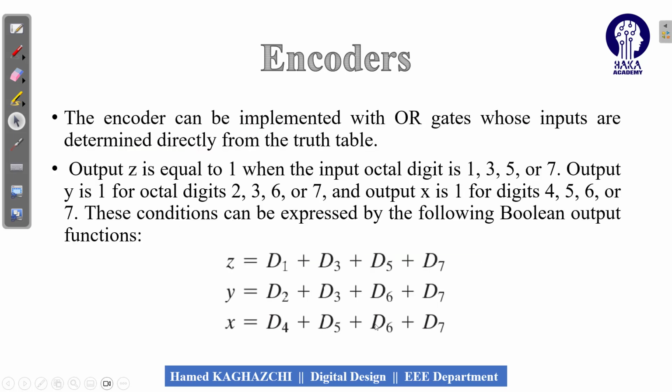Now we know that if we use OR gates for Z, Y, X, we can produce the circuit of the encoder.